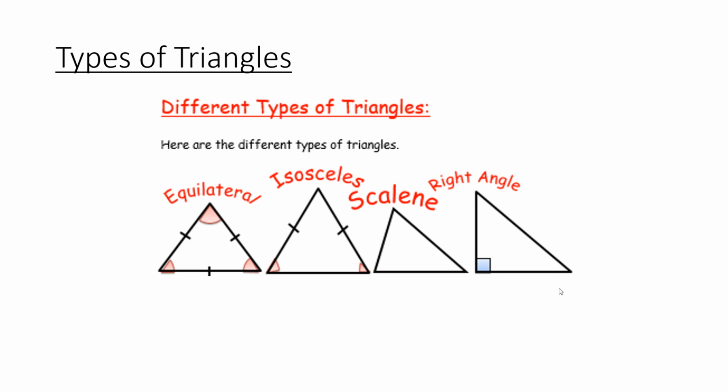The reason for it is because in the name triangles, tri means 3. So these shapes all have 3 sides. So the first one we have here is an equilateral triangle.